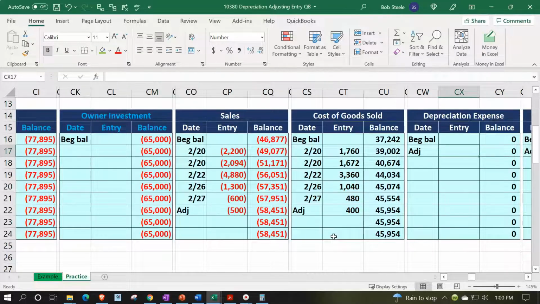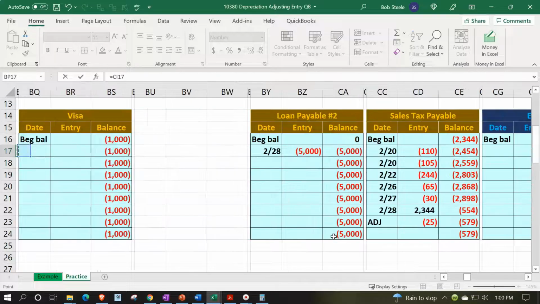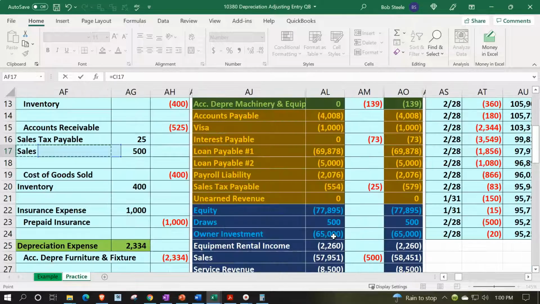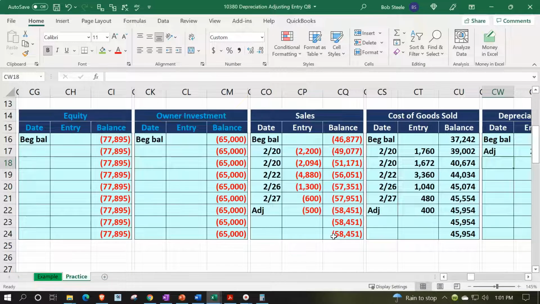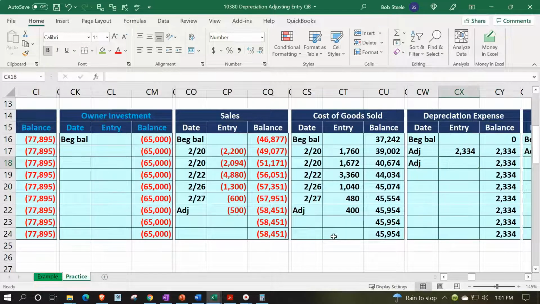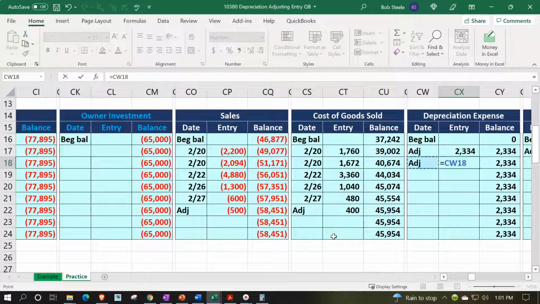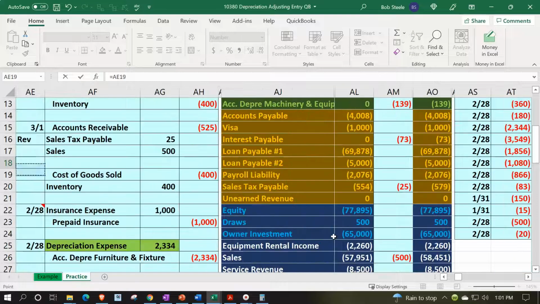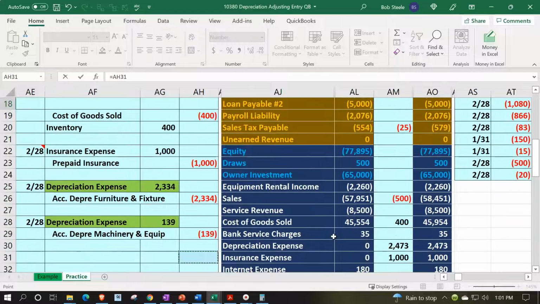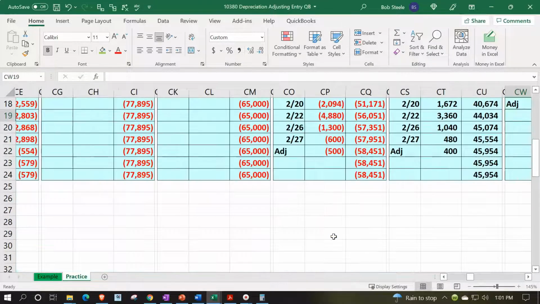Looks good. The date's going to be, we're going to call it an ADJ. And then in CX17 equals left till we hit the wall. And then scrolling down and picking up that 2334. And then underneath it, we have another ADJ and CX18 equals, holding the left arrow down until we hit the wall. And then scrolling down to that second one. So there we have it.